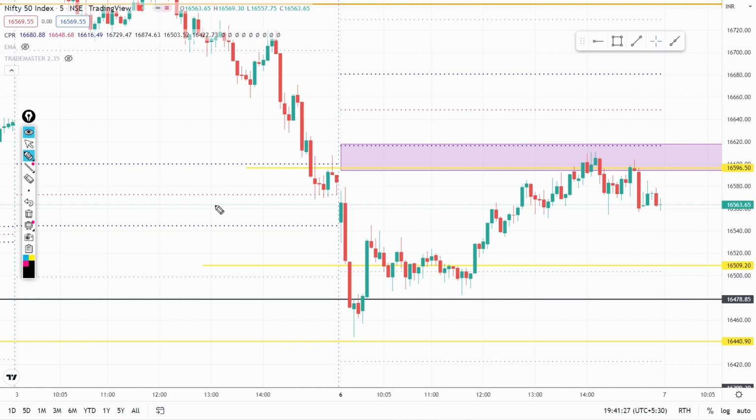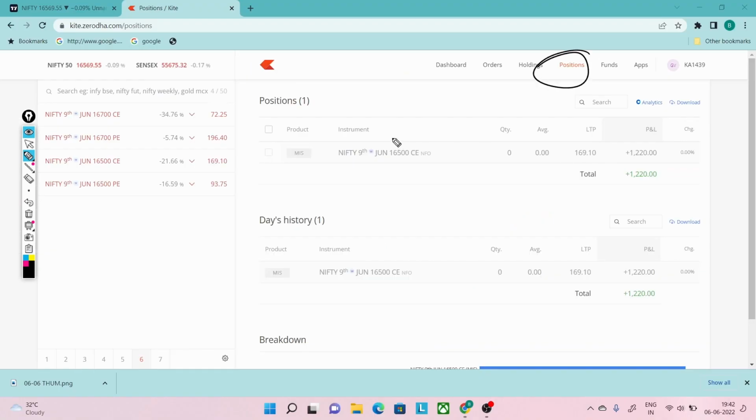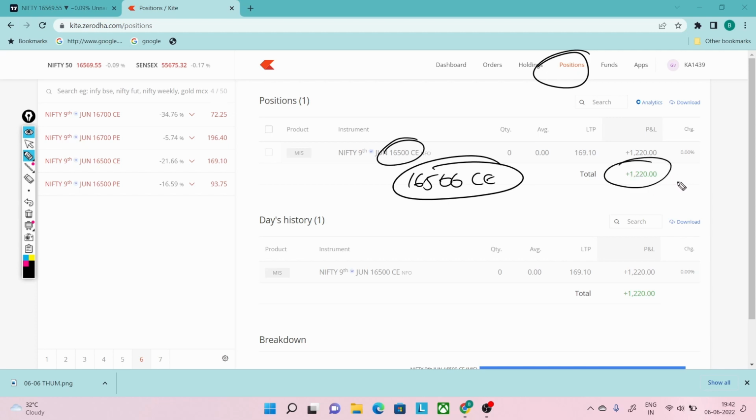And let me show the positions in Zerodha and see how much profit we have made, and later on let us discuss what is the best thing that a beginner trader can trade, either Nifty or Bank Nifty. And guys, today these are the positions. We have taken our trade in the 16,500 call option, so we made an overall profit of 1220 rupees.